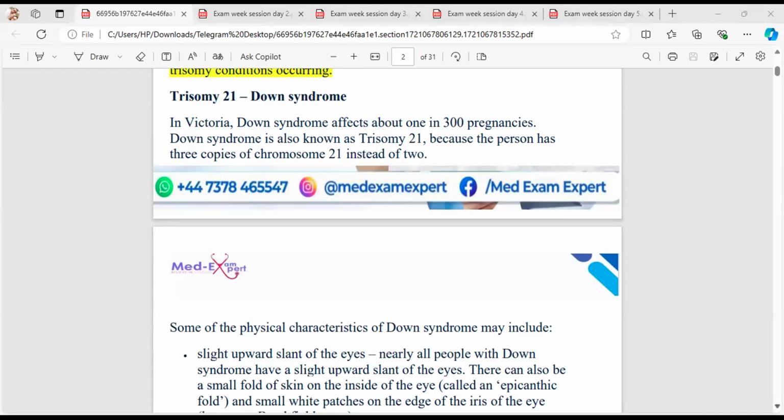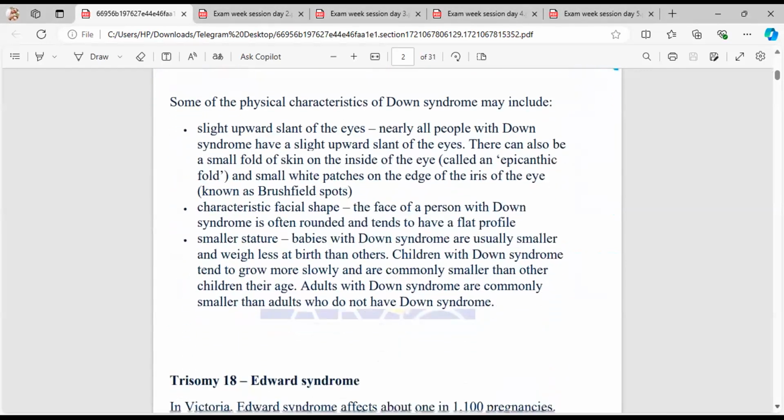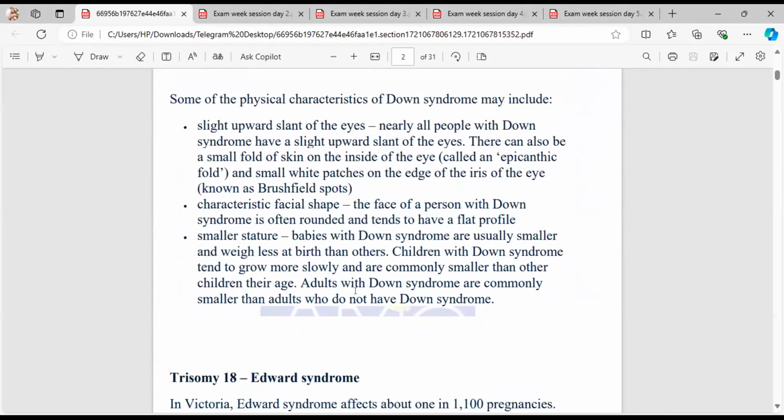Okay, so some of the physical characteristics of Down syndrome may include the following. These are very important. Just read all these characteristics because with this explanation, you will mark your answer. Slight upward slant of the eyes. Nearly all people with Down syndrome have a slight upward slant of the eyes. There can also be a small fold of skin on the inside of the eye called an epicanthic fold, and small white patches on the edge of the iris of the eye.